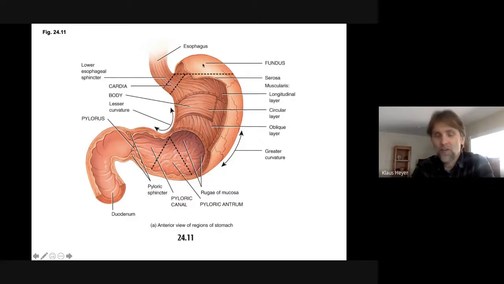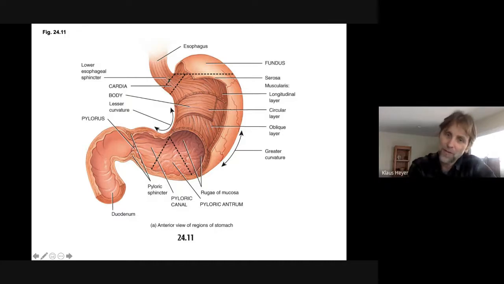Here's the fundus. It doesn't really matter, not for right now, what we're doing. Here's the body of the stomach. And then this region out here at the end of the stomach is called the pylorus. They've got it put into two different regions, but this back region is called the pylorus.